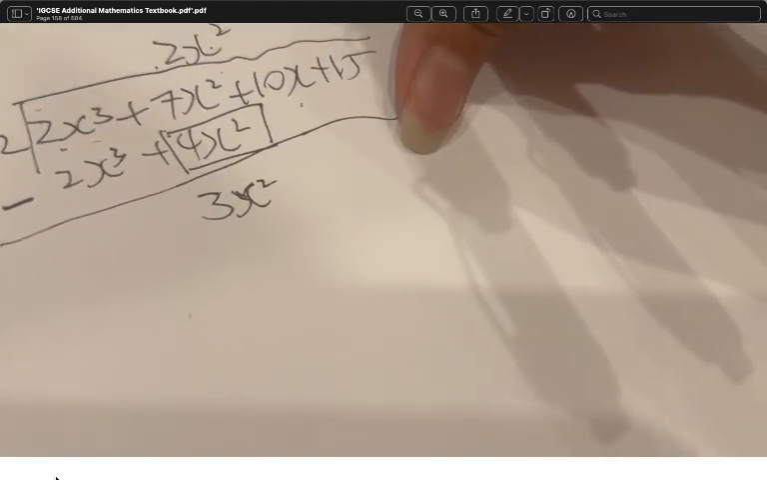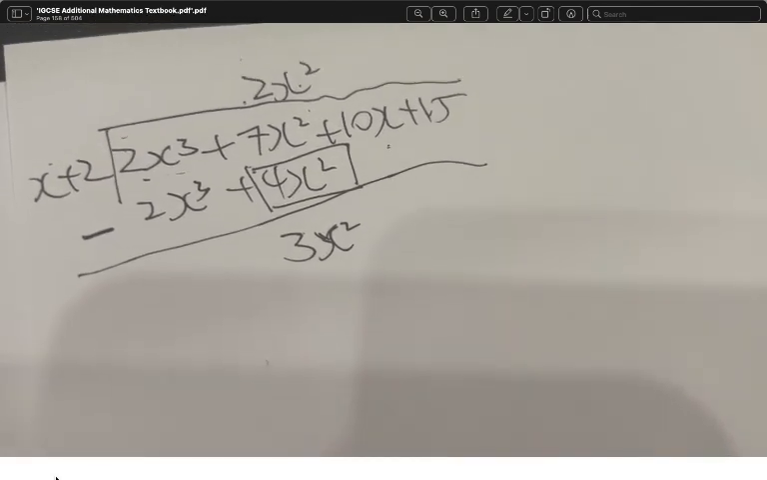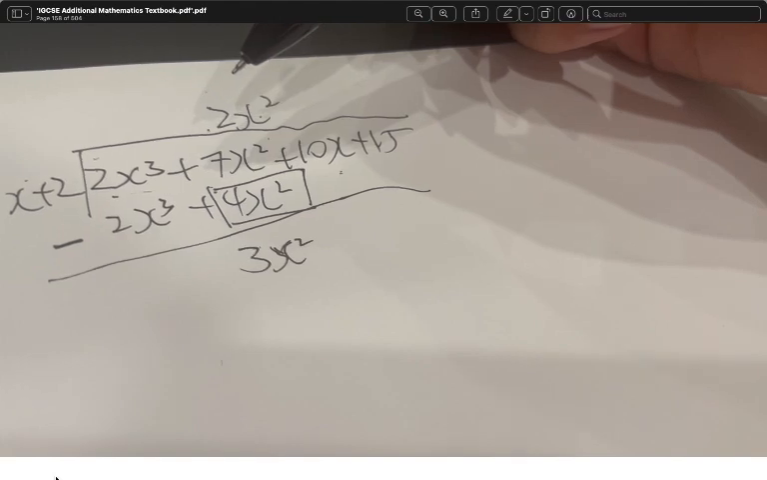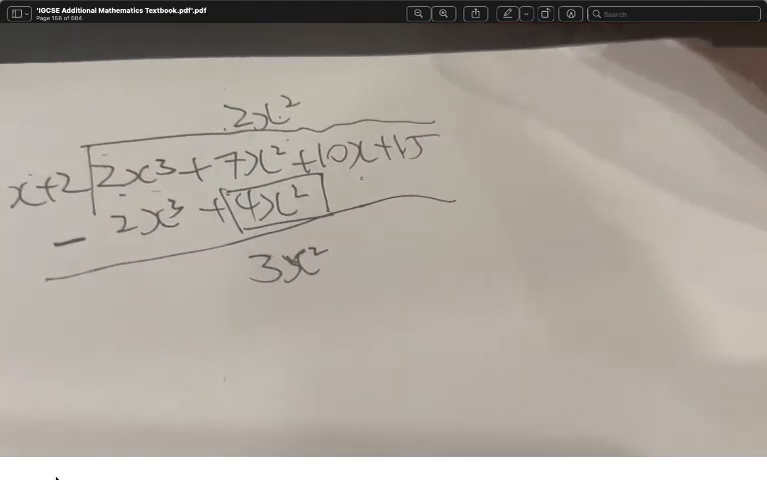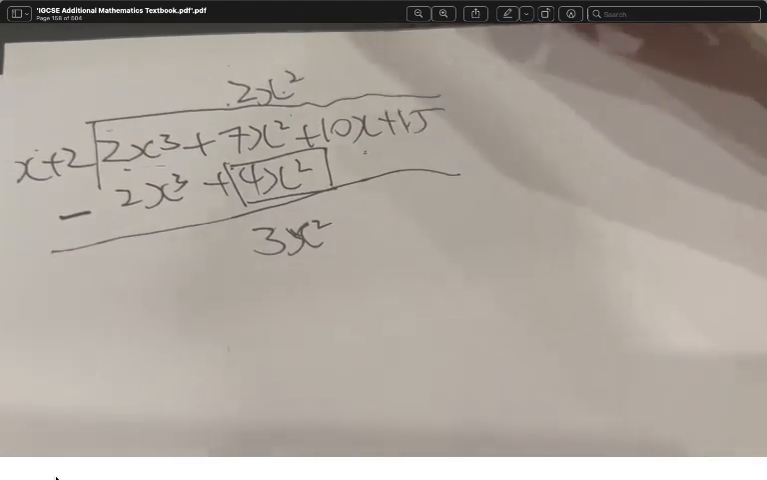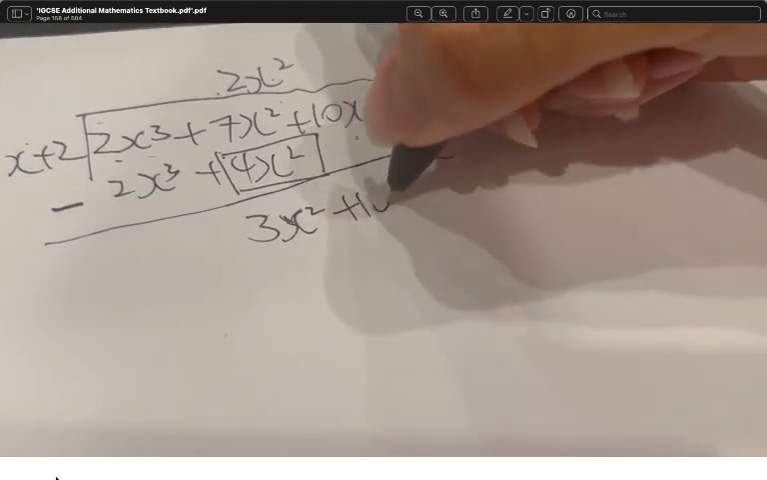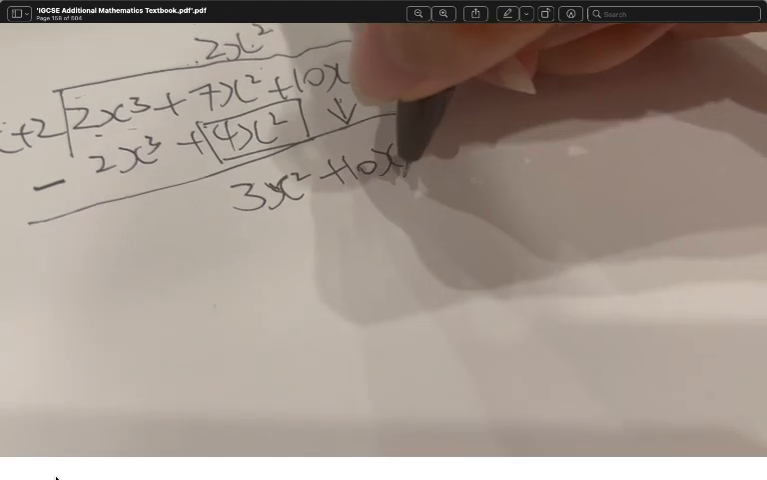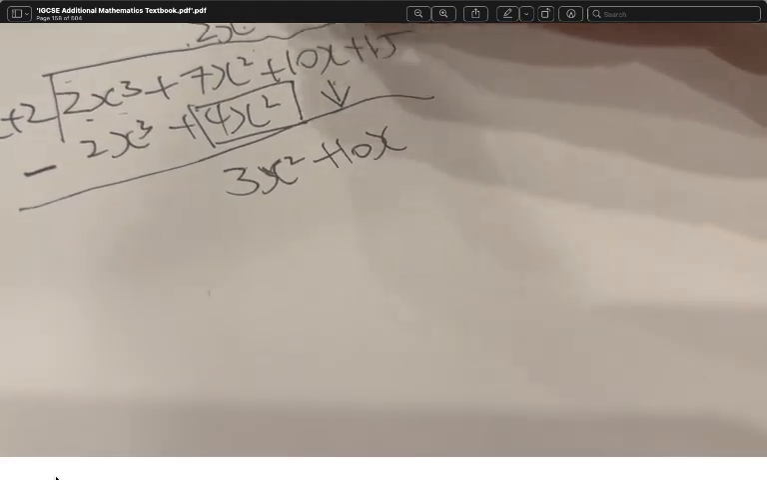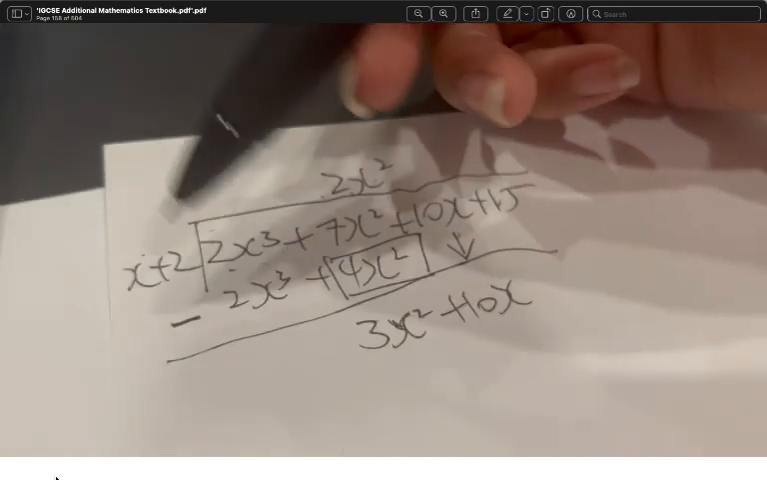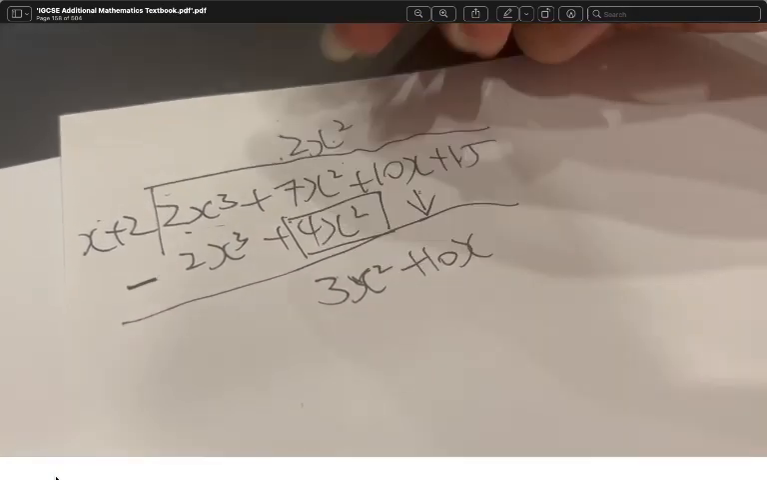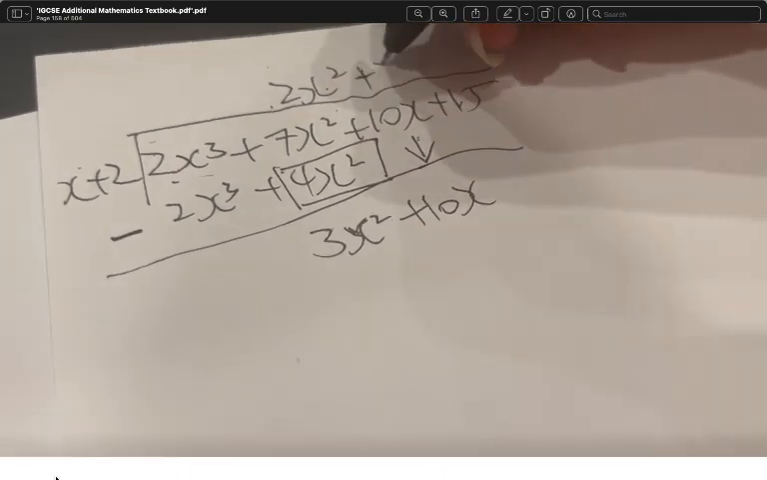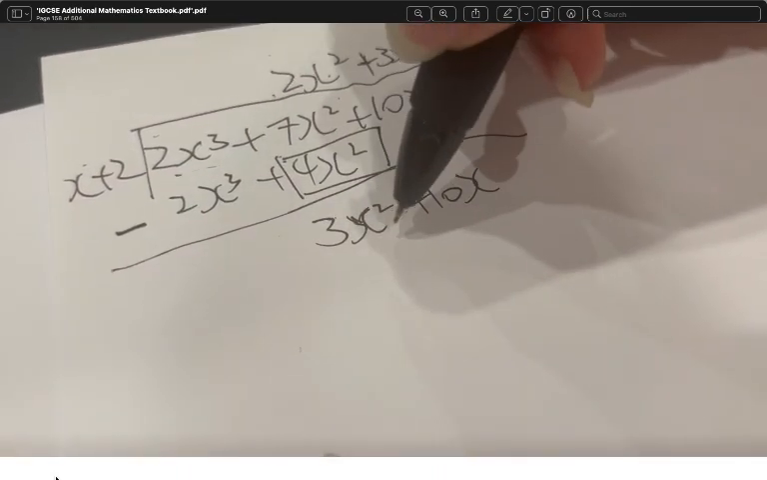And let's keep it going. 3x² plus 10x. The 10x drops below. The division continues as the equation hasn't finished yet. Look at the divisor, x plus 2. To obtain 3x², the quotient will have to be 3x, as 3x times x is 3x². And that's the only way possible. So 3x will be multiplied with x plus 2 to continue with the division process.